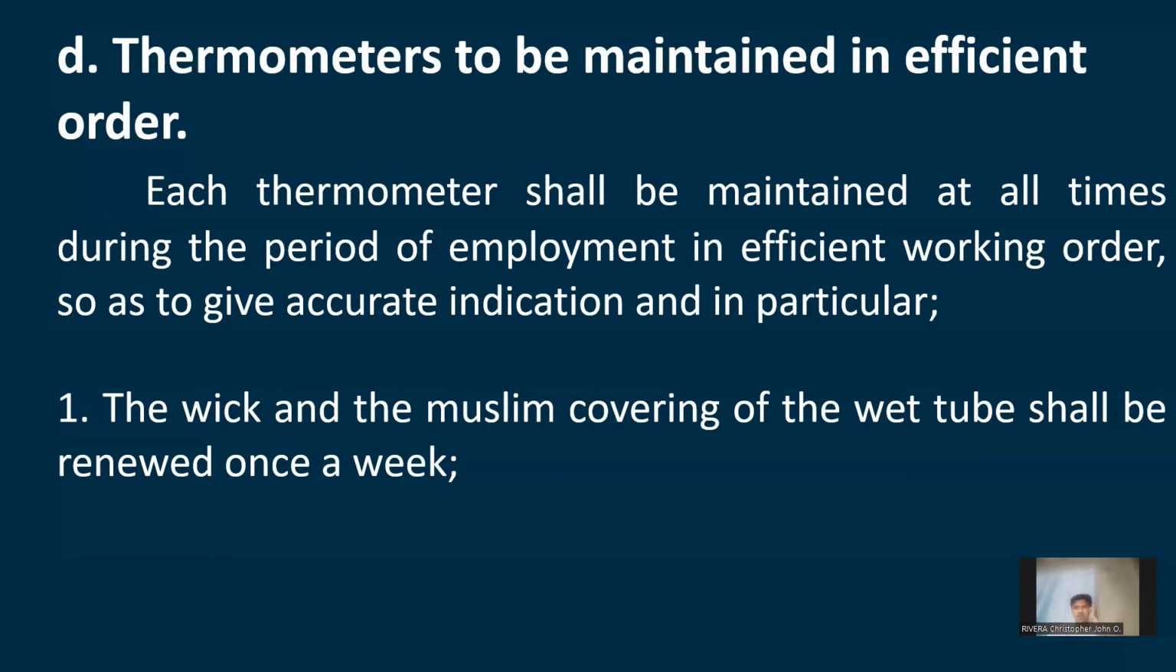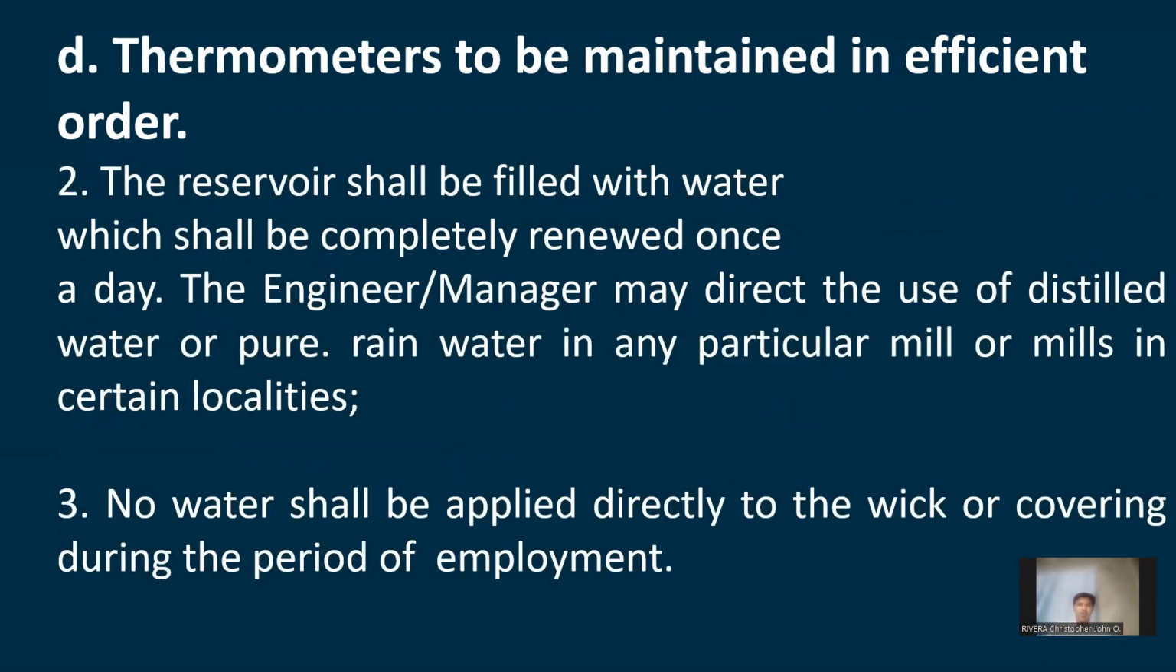So first, the wick and the muslin covering of the wet bulb shall be renewed once a week. The reservoir shall be filled with water, which shall be completely renewed once a day. Or the engineer manager may direct the use of distilled water or pure rainwater in any particular mill or mills in certain localities. No water shall be applied directly to the wick or covering during the period of employment.